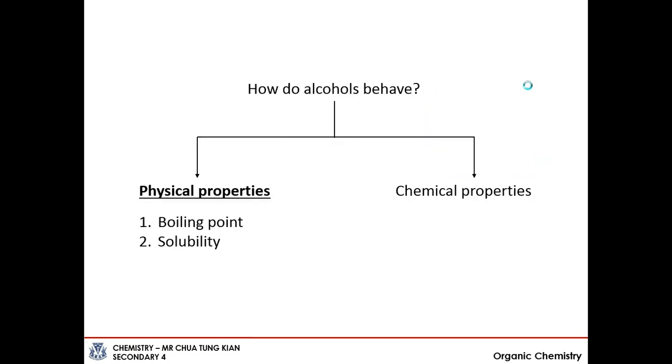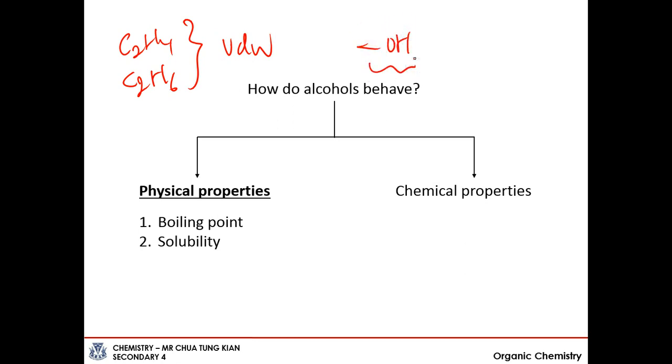Properties wise, physical properties are slightly different from that of alkanes and alkenes. So alkenes contain only carbon and hydrogens. So the predominant force between such molecules is van der Waals forces. But for alcohols, they have the hydroxyl group. So there's actually one more force which is involved.